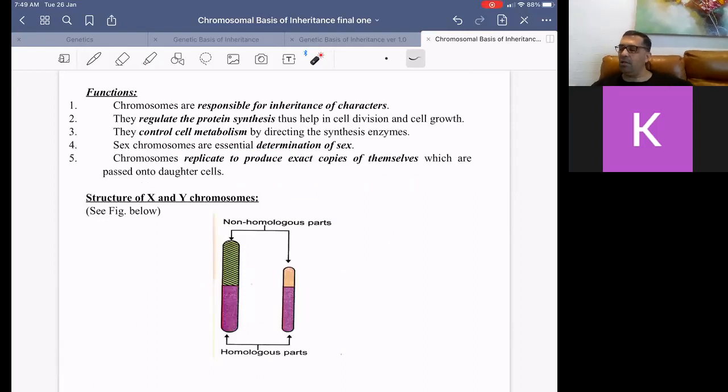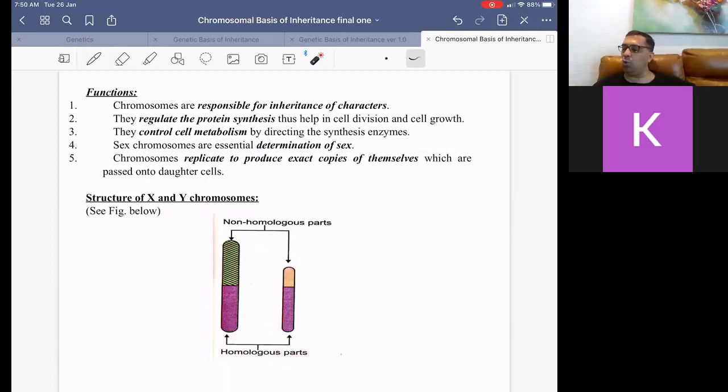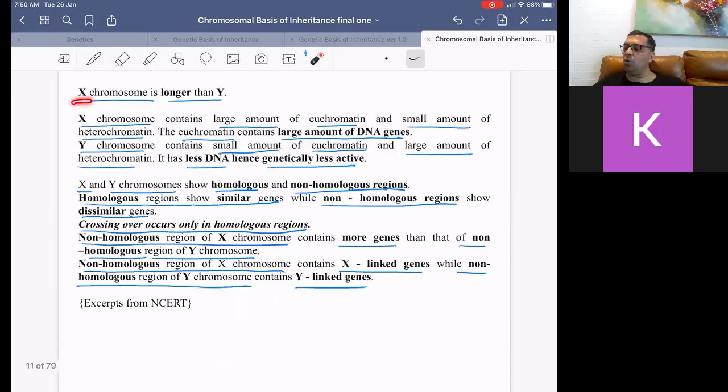Then we have the structure of the X and Y chromosomes. Sir, this is the X chromosome and this is the Y chromosome. As we are seeing, the X chromosome is distinctly longer compared to the Y chromosome. The Y chromosome is the shortest chromosome of the human body.